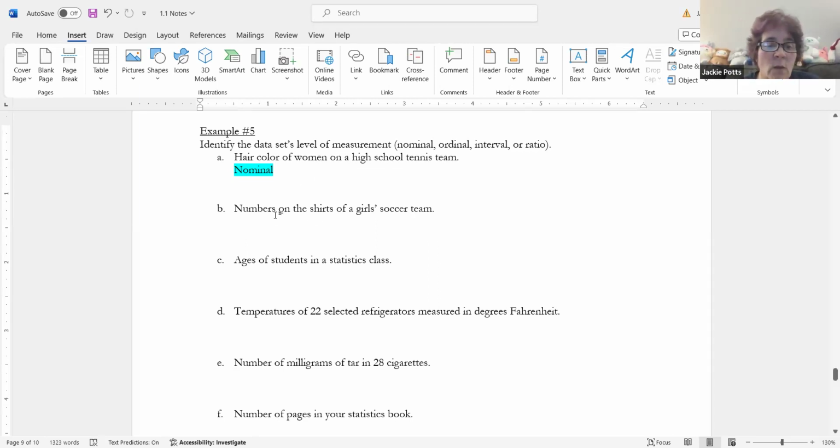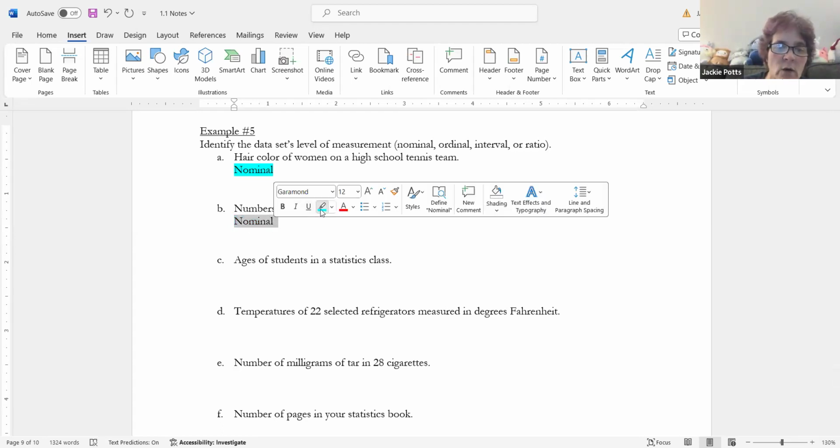All right. Numbers on the shirts of a girls' soccer team. Again, we already said that was what? Qualitative, correct? All right. Does the bigger or smaller number mean anything? No, it does not. So it means there's no order. So it is nominal.